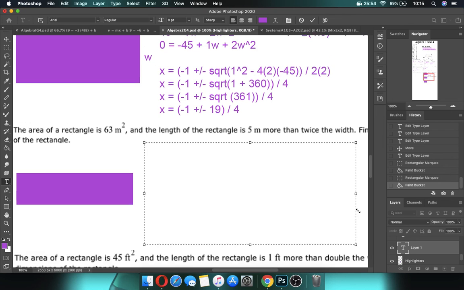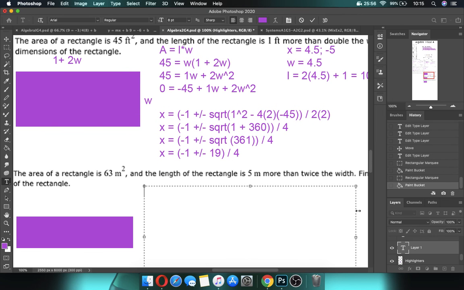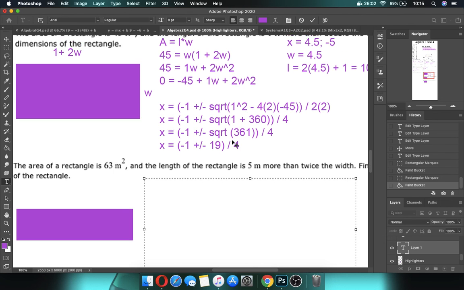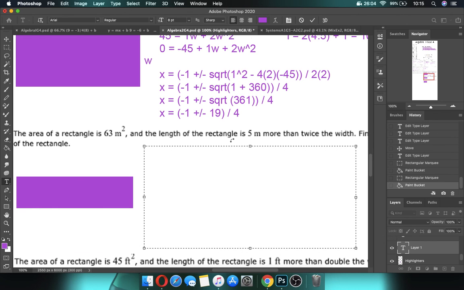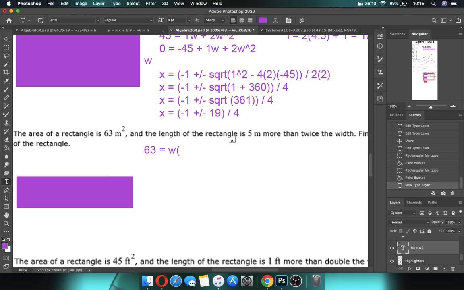I'm going to streamline this a little bit because up here I had to kind of explain everything in rapid detail, which meant I had to remind you of the area formula, quadratic formula, etc. This one I'm going to do a little bit faster. So what is the area? Area is 63 equals the width times, what is the width? Let's actually figure that out for a second because I'm not going to remember that off the top of my head. It is 5 more than twice the width. All right, that's what we're looking for.